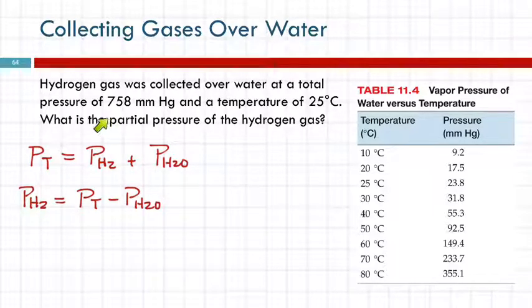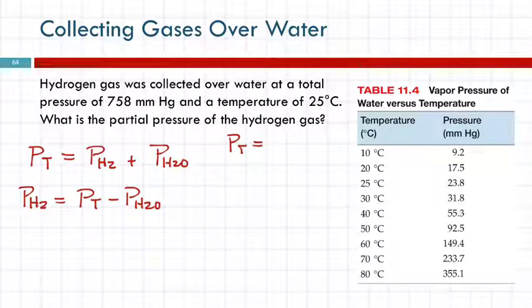They told us what the total pressure was. Where do we get the pressure of the water? We look it up. It increases as the temperature increases. That's why they gave us the temperature. The temperature is not used in a calculation. The temperature is used so that we can look up the correct vapor pressure of the water. So the vapor pressure of water here is 23.8.